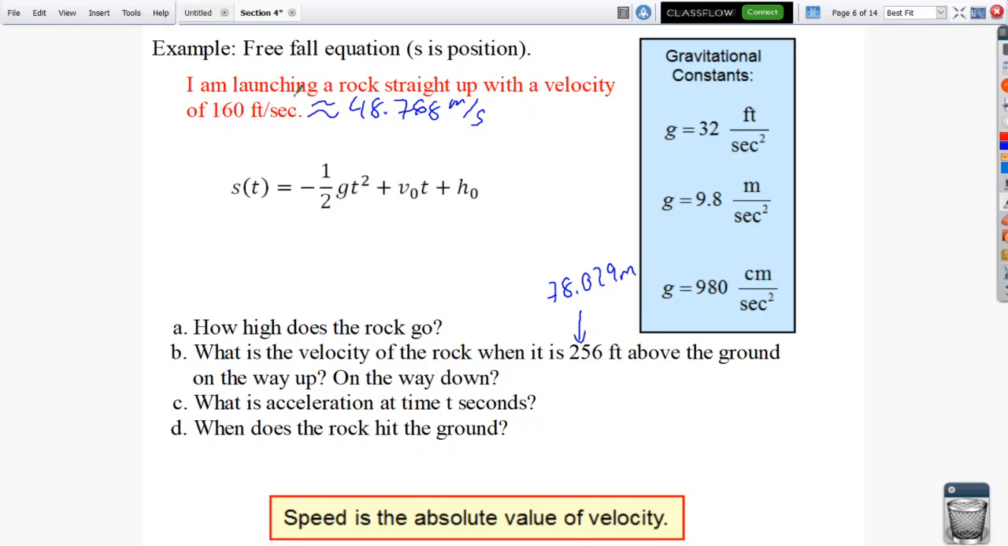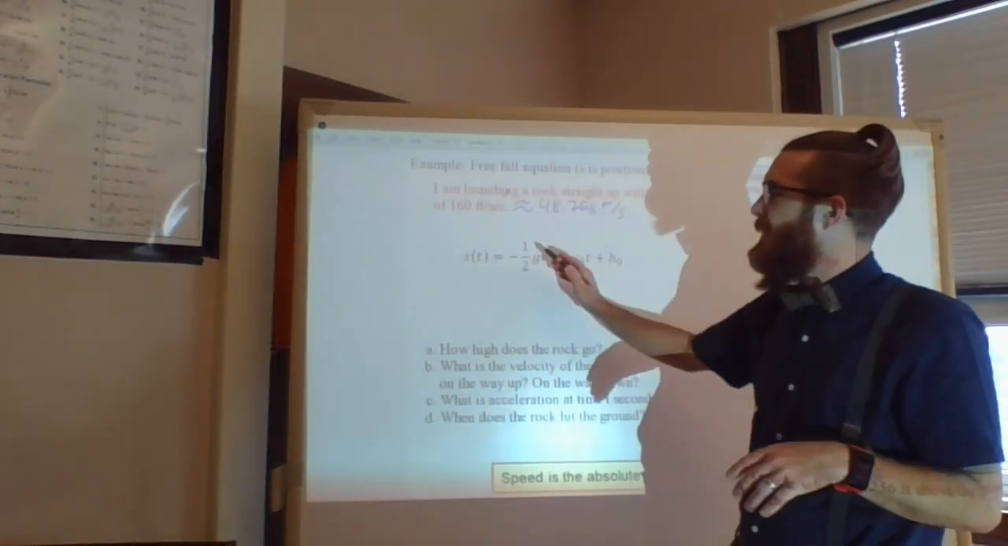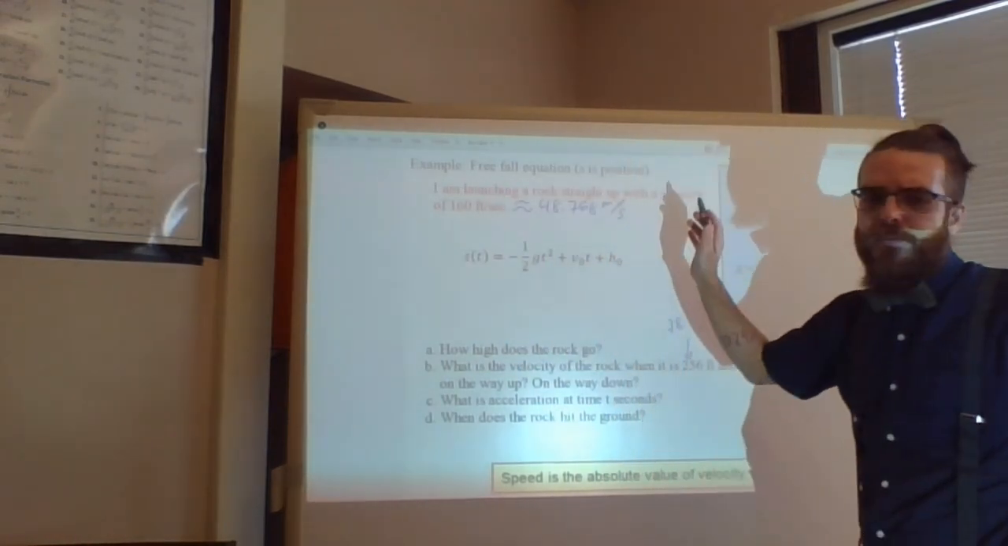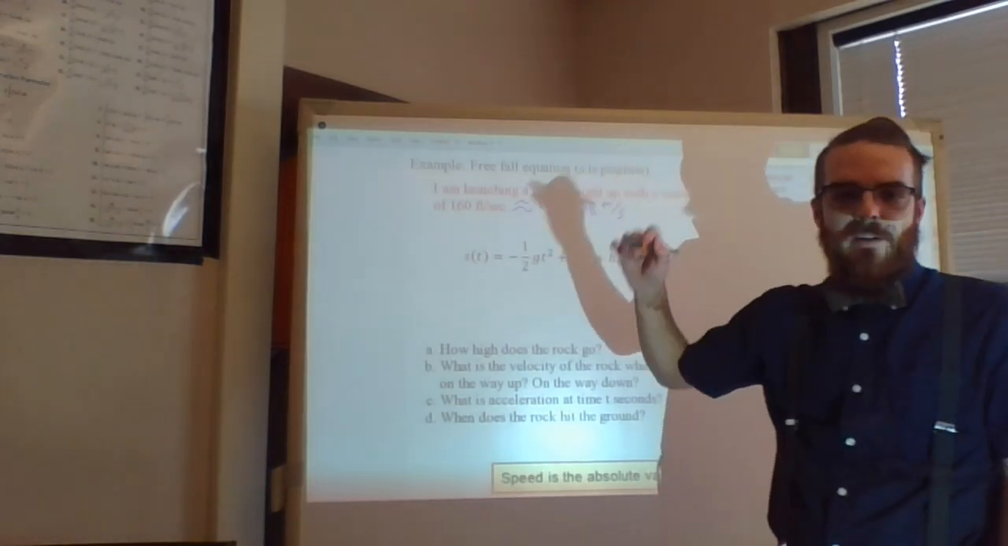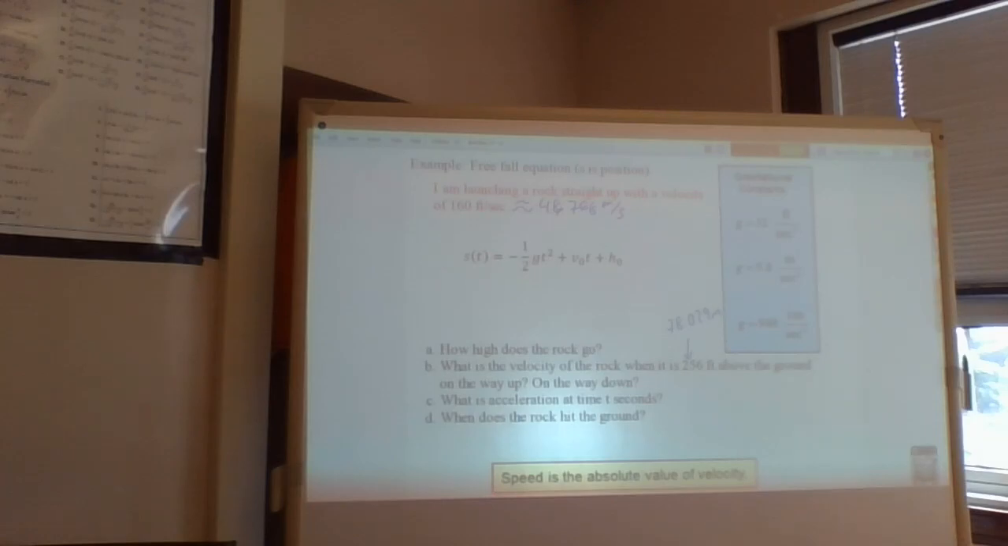And I have no idea why when I typed up this problem I used what I call dum-dum units, those imperial units. Nobody in their right mind talks about feet per second. The cool units to use are meters per second. So I just did some quick conversions. I've got the initial velocity of this rock is 48.768 meters per second. We want to be cool about it.